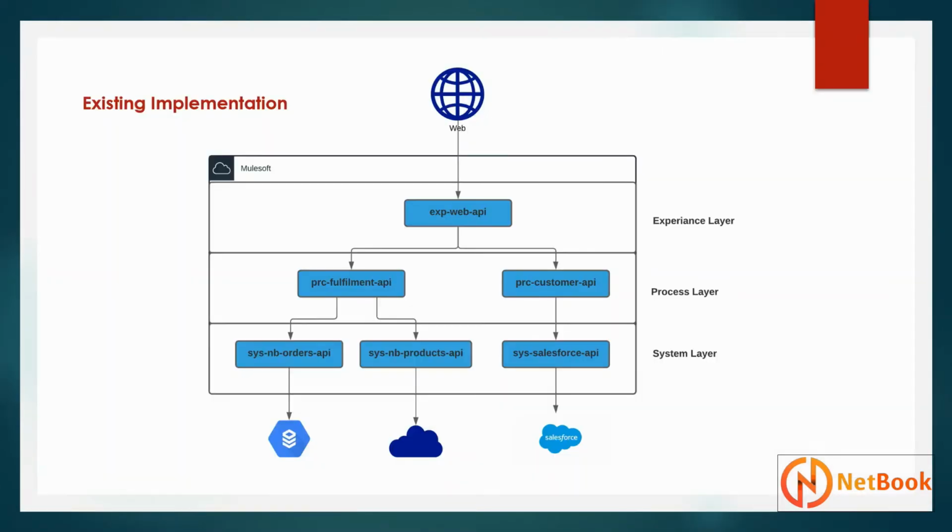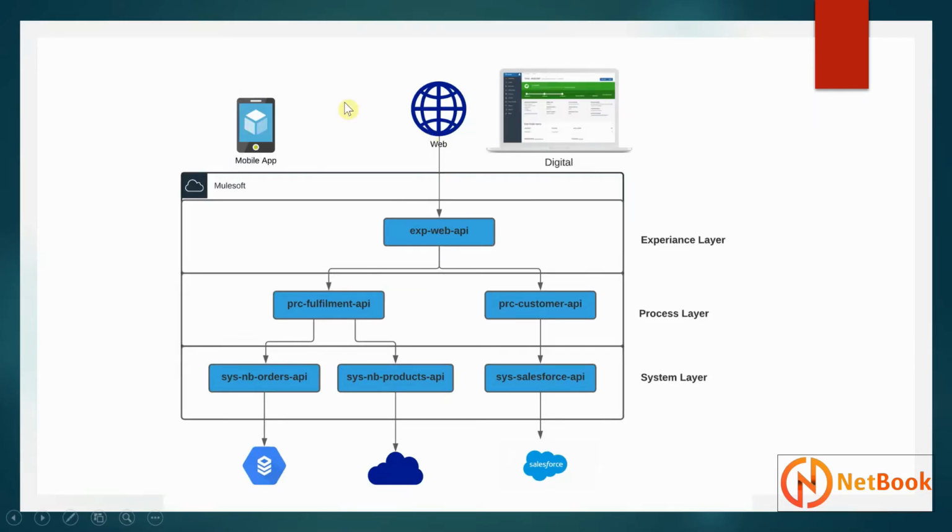So this is the scenario which I discussed before. Your existing APIs have process APIs, system APIs, and experience APIs, with currently only one web API within your organization. They are planning to implement a mobile app. You need to create a separate experience API for the mobile app and an experience API for digital. And you might require some custom code for the business logic, and some logic to be implemented in a process API. That is going to take a lot of time.